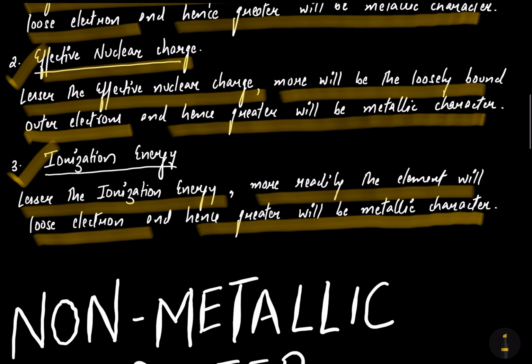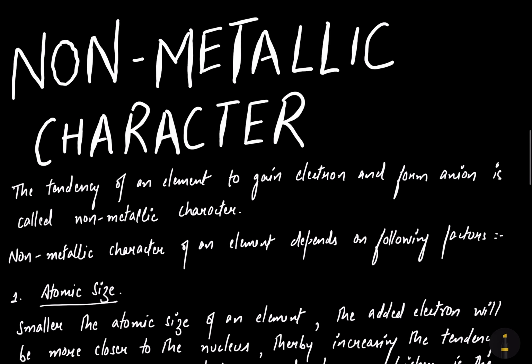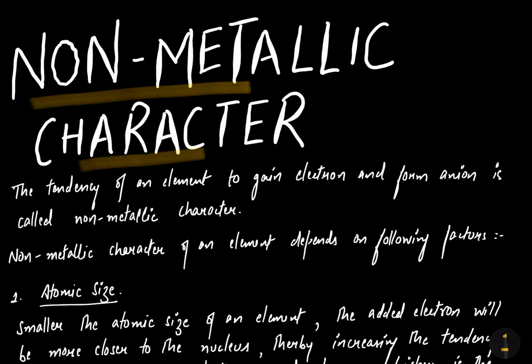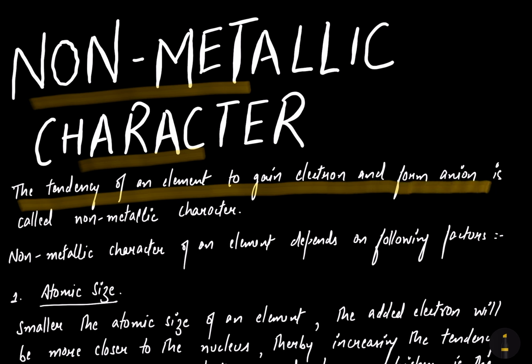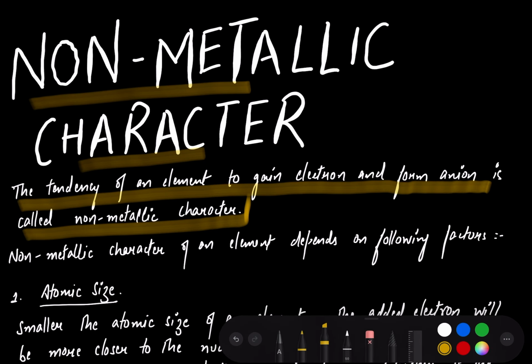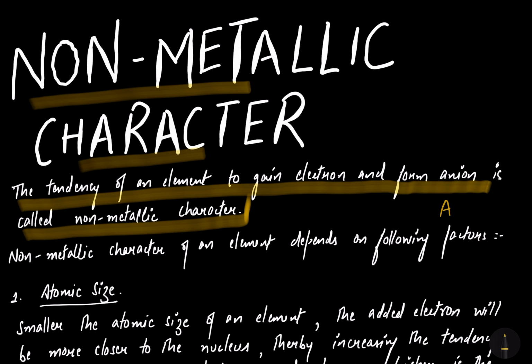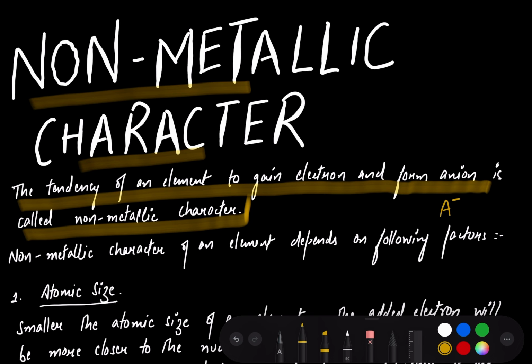Now let's study about the non-metallic character. What do we mean by non-metallic character? The tendency of an element to gain electron and form anion is called the non-metallic character. Now let's talk about the anion. Any element which acquires a negative charge, that stands for anion, and the tendency of an element to gain electron to form anion is called non-metallic character.